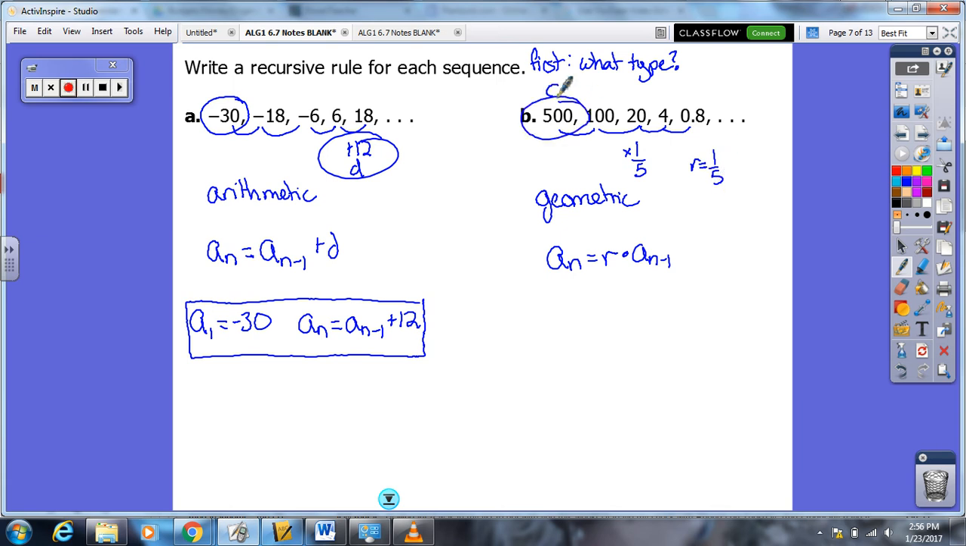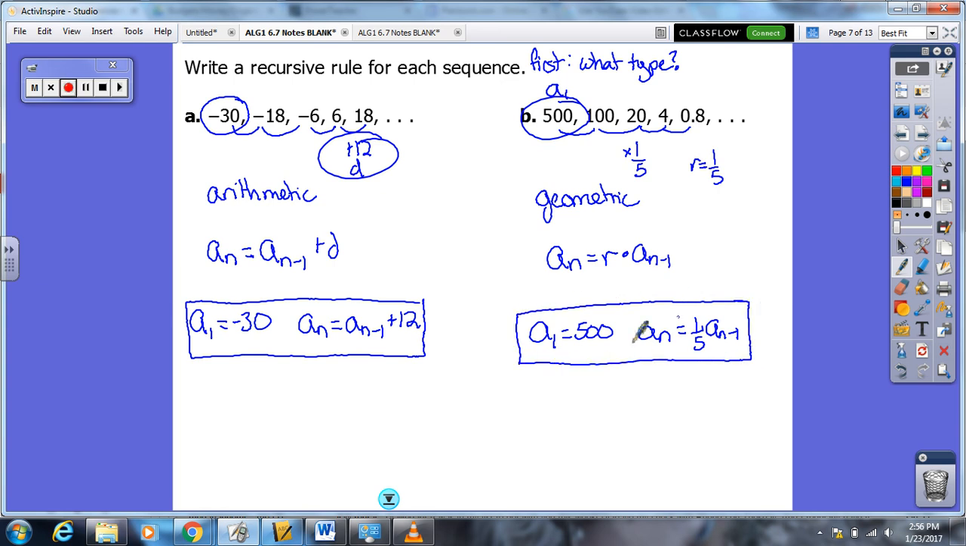As always, we have to give our first term. So we're going to say our first term, a sub 1, is 500. And then for our equation, we write 1/5 times a sub n minus 1. That means take 1/5 times the term before it, or the previous term. And that would be our answer for a geometric rule.